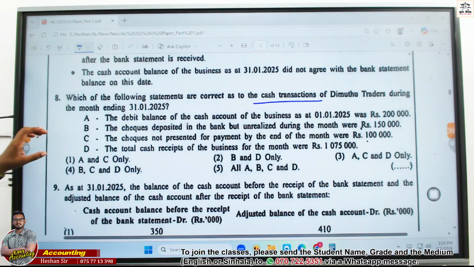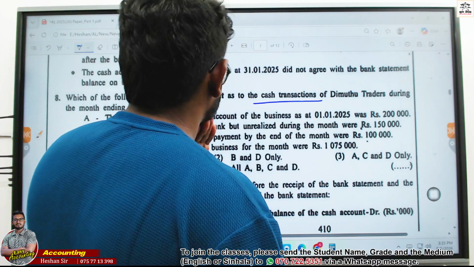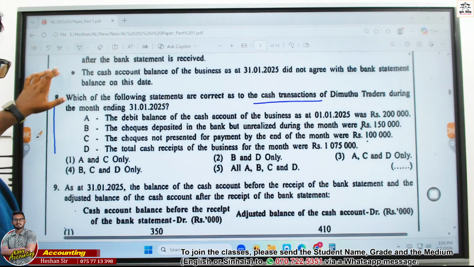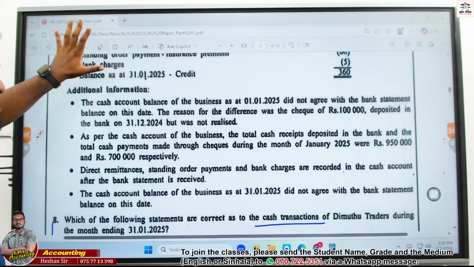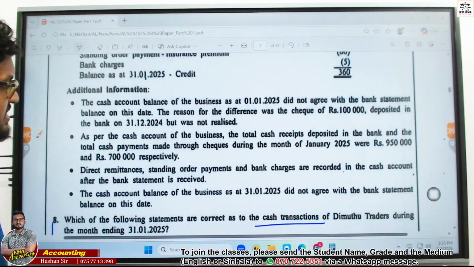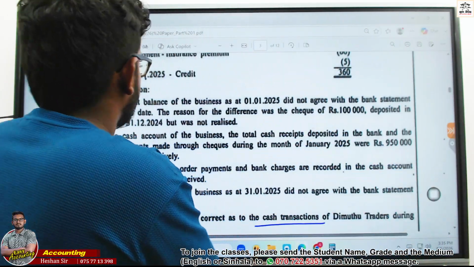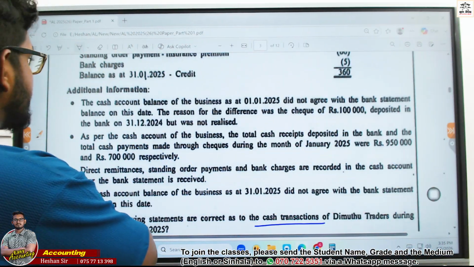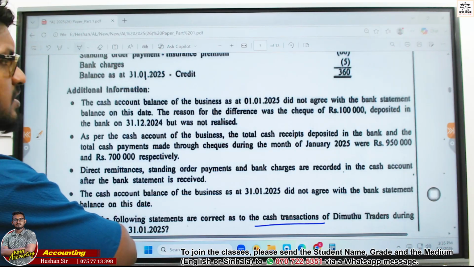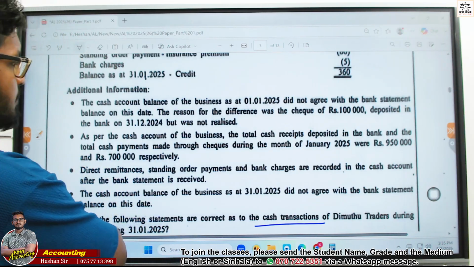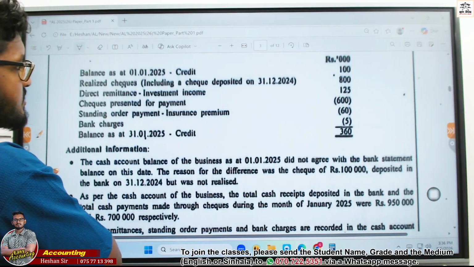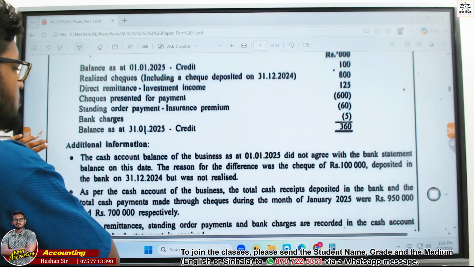දැන් බලන්න debit balance of the cash account of the business as at 1st of January 2025 was 200,000. හරිද? දැන් බලන්න මොකද්ද වෙලා තියෙන්නේ කියලා. මේ දෙන්නේ bank statement එක දීලා තියෙනවා. Cash account balance of the business as at 1st of January 2025. ඒ කියන්නේ beginning date එකේ. Did not agree with the bank statement balance on this date. The reason for the difference was checks 100,000 deposited not realized. ඒක realize වෙලා දිනවා මේ අවුරුද්දේ.